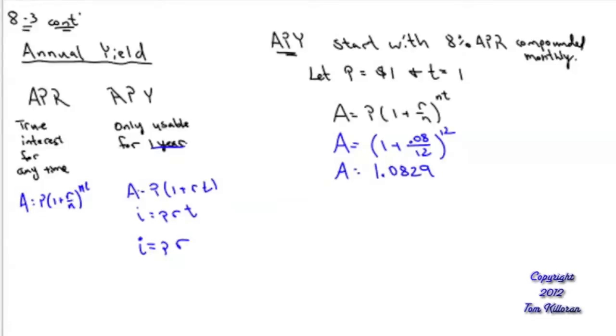8.29. So the interest rate on this must be 8.29. So we've changed it into an 8.29% simple interest for 1 year. This is APY. Well, there's a formula. Yeah, there's a formula, but where did it come from?